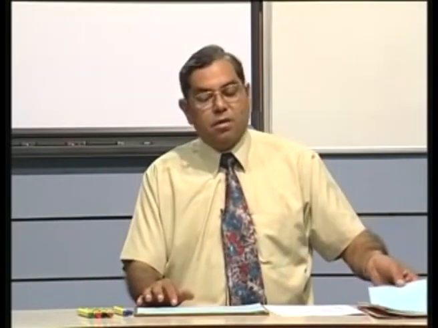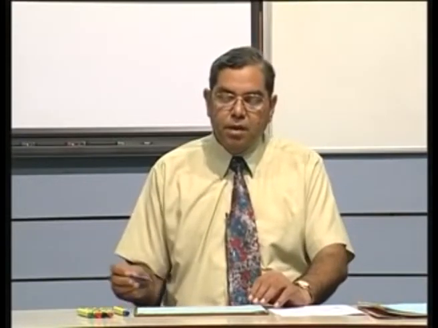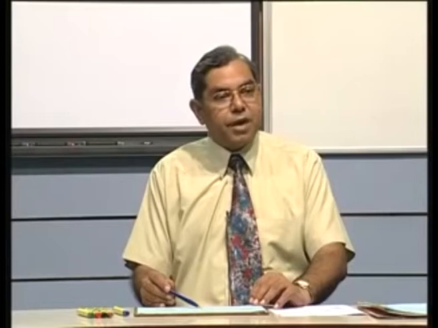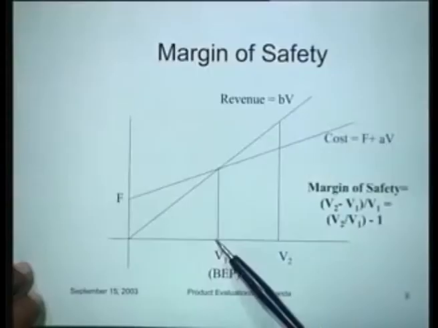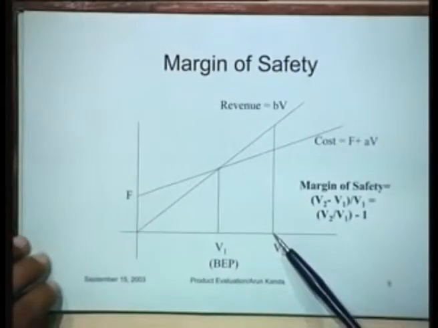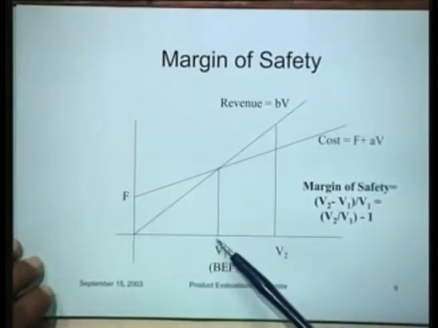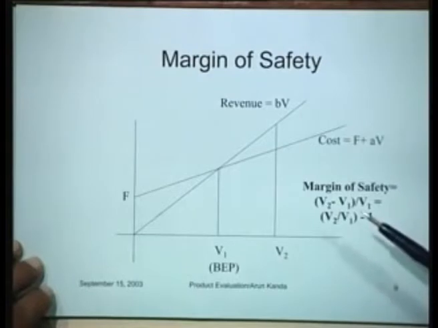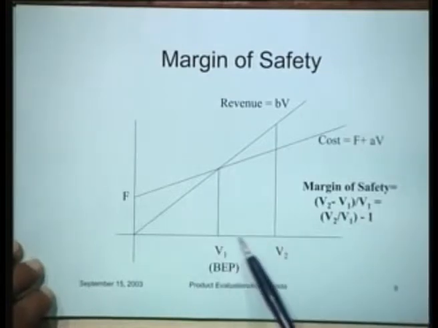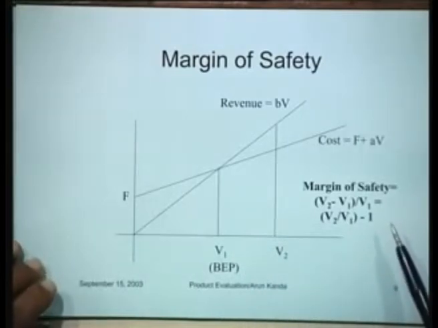Now break-even analysis can answer a number of questions. For instance, if this is the break-even point for a company, for a product, and suppose I am operating at a point V2, what would be the implication of this? The implication is the further to the right I am of the break-even point, the better it is for me. Okay?